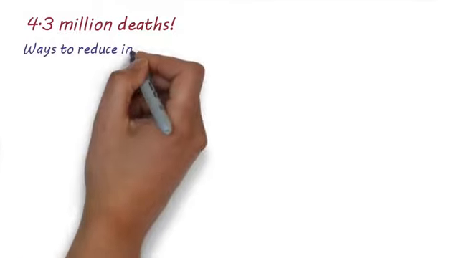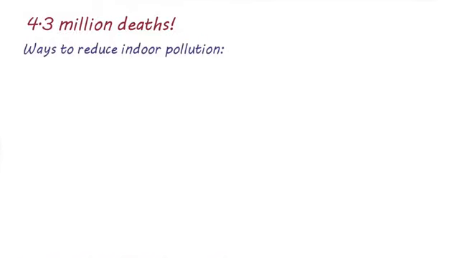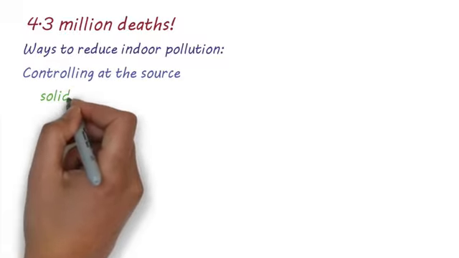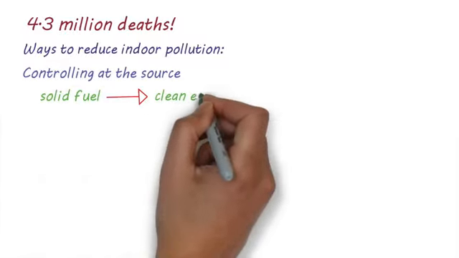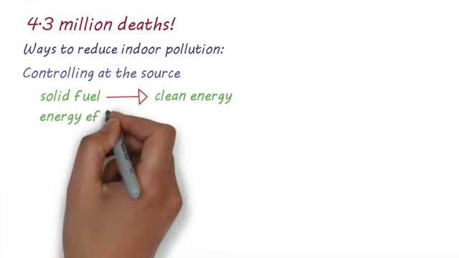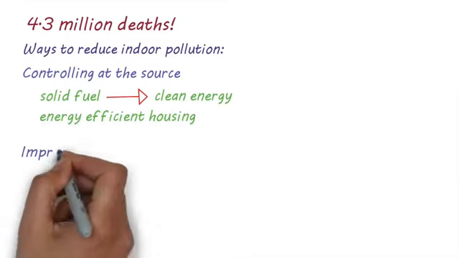There are several ways to reduce indoor air pollution, including controlling it at the source. This includes actions like changing from solid fuels to cleaner and more energy-efficient solutions like biogas, electricity, or solar power, improving cooking devices, and reducing the need for open fire heating by constructing energy-efficient housing. Making improvements to the indoor environment.